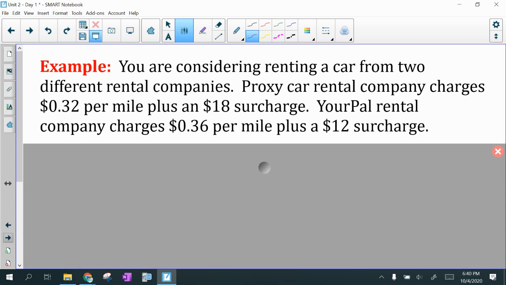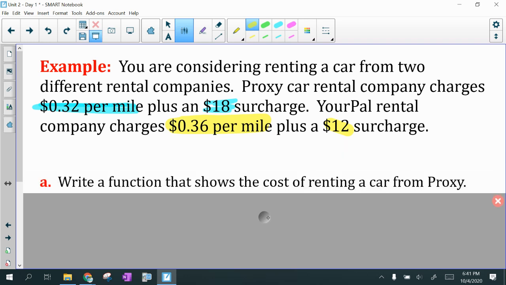Okay, and I'm going to skip that one, and I'm just going to go to this one. It says you're considering renting a car from 2 different companies. We've got Proxy Car Rental and Your Pal Rental. Well, let's see what we've got. It says Proxy Car Rental is going to be charging 32 cents per mile and an $18 surcharge. And Your Pal charges 36 cents per mile, but only a $12 surcharge. Okay, so we've got that situation going on.